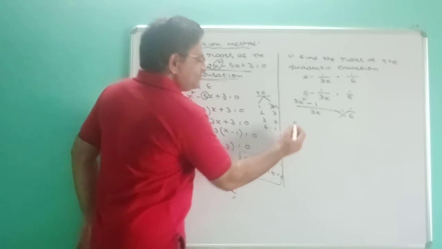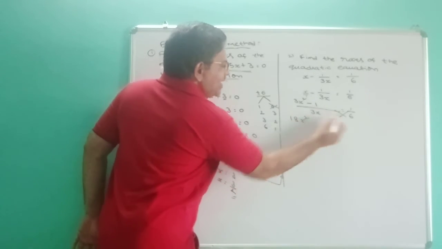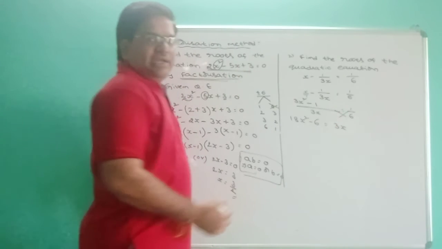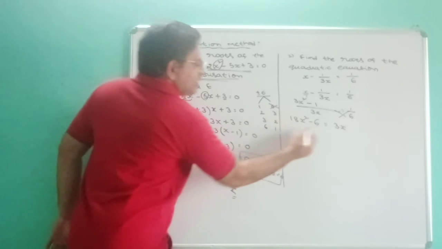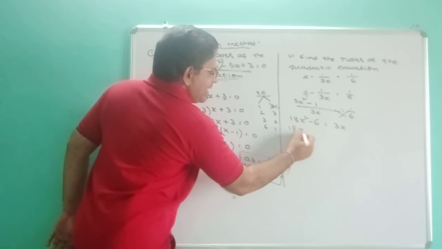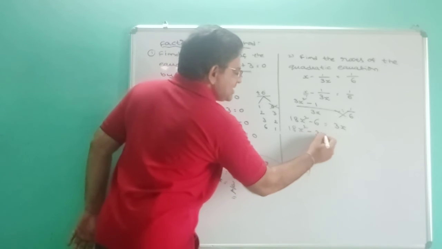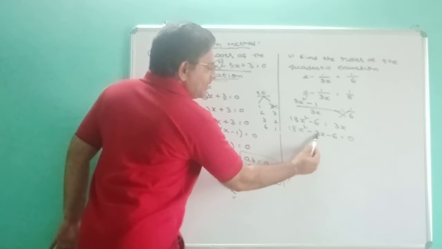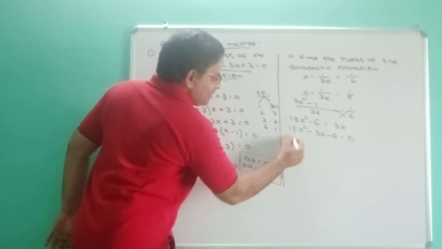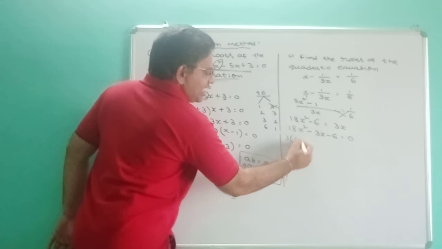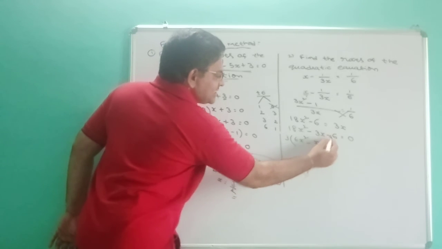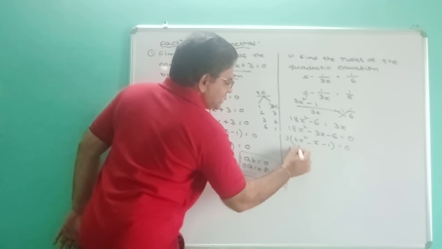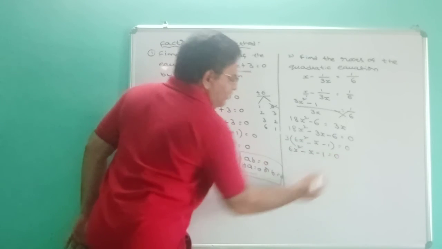6 times 3 is 18x square minus 6 equal to 3x. Now this 3x also take to this side. 18x square minus 3x minus 6 equal to 0. In this one, what will be the common factor? 3 if you take common, 3 sixes are 18x square minus x minus 1 equal to 0. This 3 take to other side. That means 6x square minus x minus 1 equal to 0.